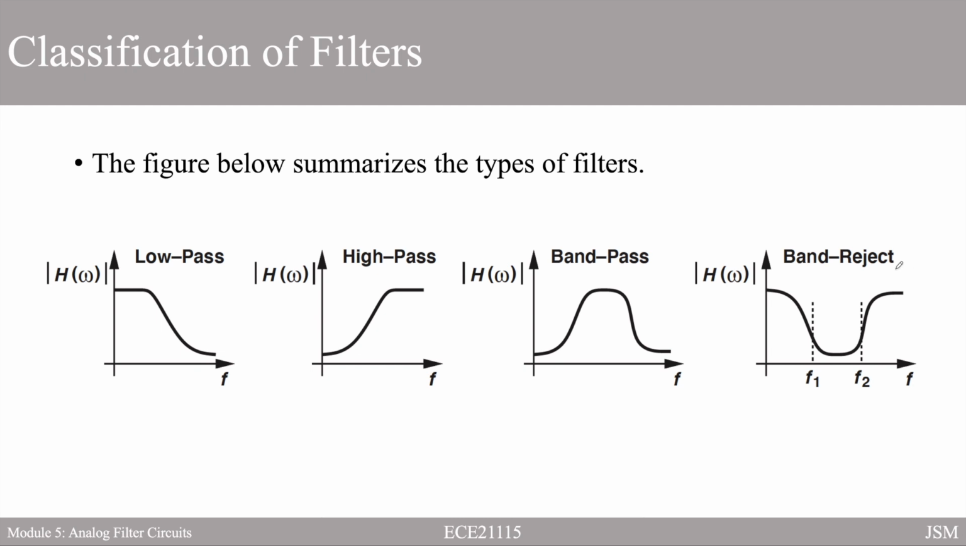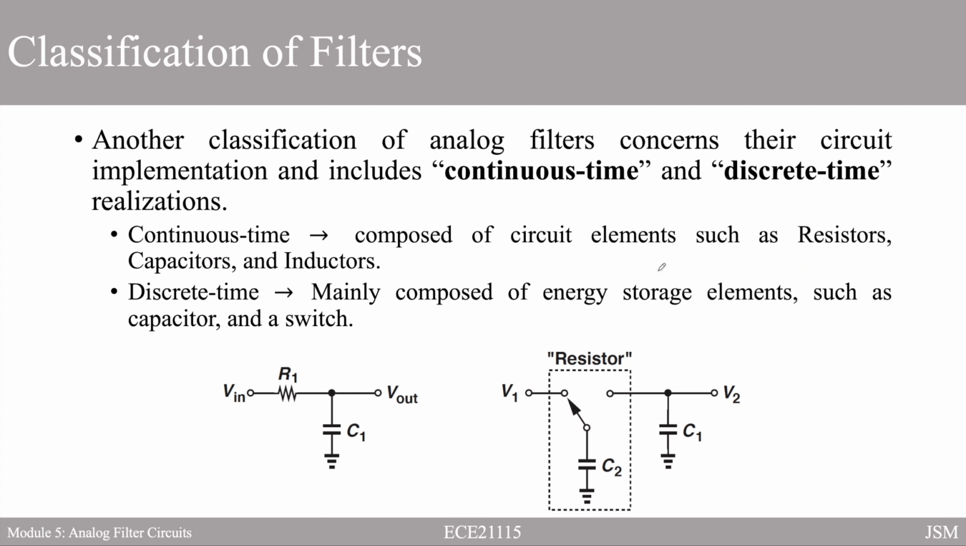The last one po is called the band reject. So, for band reject naman, or band stop filter, there's a specific band ng frequencies na nire-reject natin. So, parang kabaliktaran siya ng band pass filter. So, again, this classification po is based on kung ano yung mga pinapadaan nilang frequencies. So, next classification naman is, yung filter ba natin is in continuous time or discrete time.